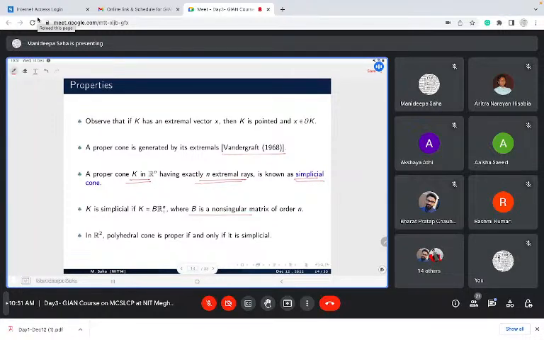So in R3, I have given you examples of polyhedral cones which are not simplicial cones. Already it's been drawn there. But in R2 we cannot find such an example. In R2, all the polyhedral cones are simplicial, and all the simplicial cones are polyhedral. Fine, those are the same in R2.